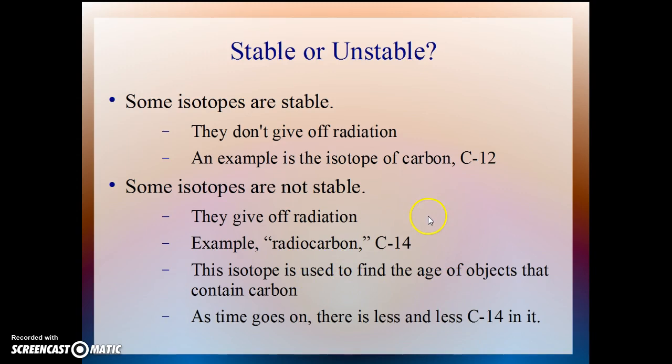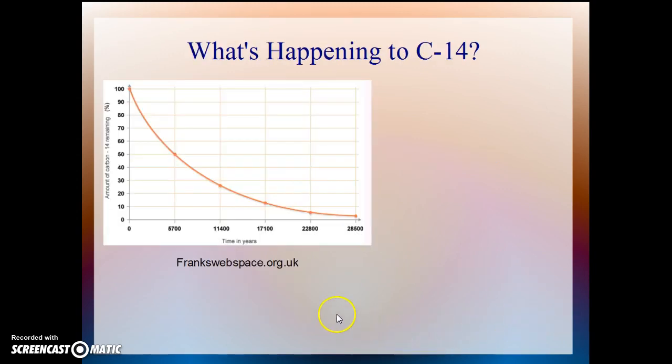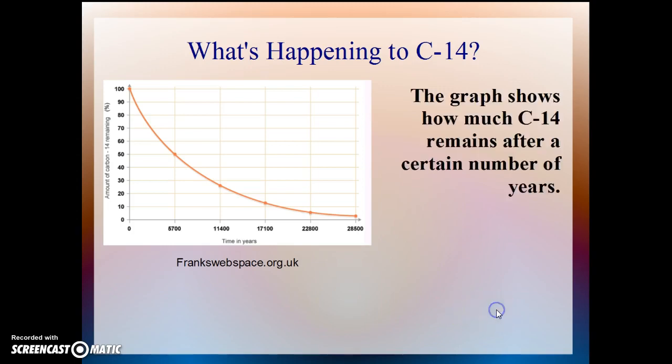This isotope is used to find the age of objects that contain carbon, because as time goes on, the amount of carbon-14 is reduced. Some of it is going away. You can see this carbon-14 trace as time goes on, and again this is measured in years, the amount of carbon-14 remaining compared with its original 100%. We trace that in a kind of logarithmic decay. The graph shows how much carbon-14 remains after a certain number of years.